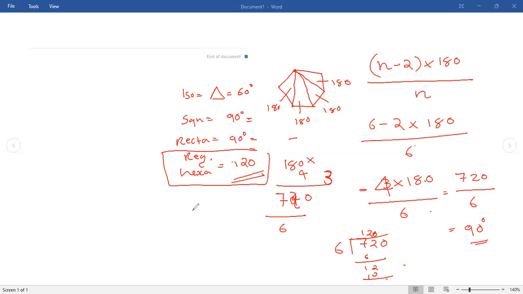What about the case of a regular pentagon? Just check for a regular pentagon. What is the angle? First option is isosceles triangle, second option is square, third option is rectangle, fourth option is pentagon. Just check for pentagon. What is the answer? Regular pentagon. Sir, 90? Whether it is 90?